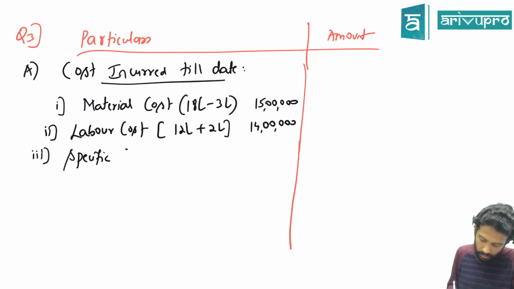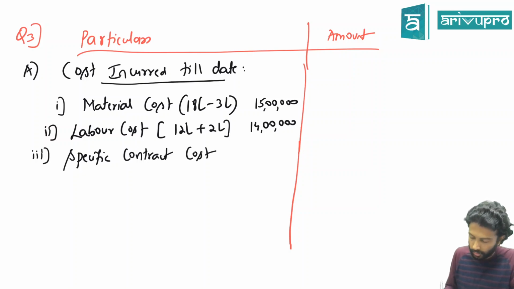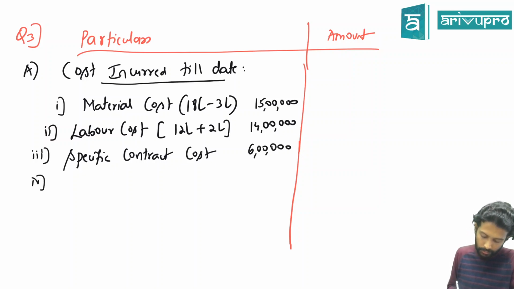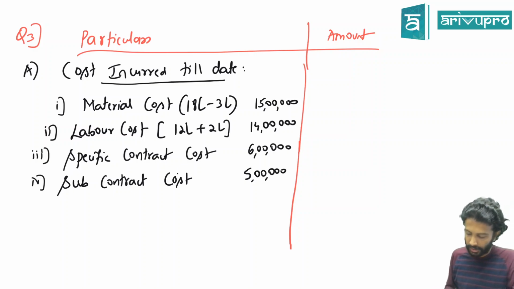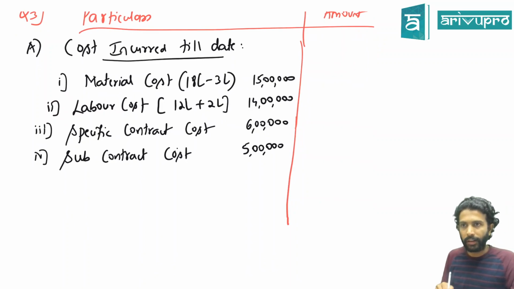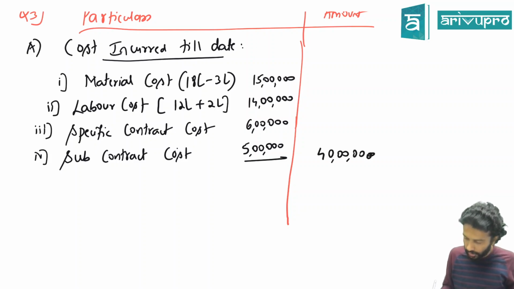Specific contract cost is there, which is given to be 6 lakh rupees. Next one, we have some subcontract cost, and that is about 5 lakh. Any other cost which you have already incurred? No. So then add it up: 15, 14, 6, 5, so 29, 35, 40. What is your cost incurred till date? 40 lakh. That's your numerator.